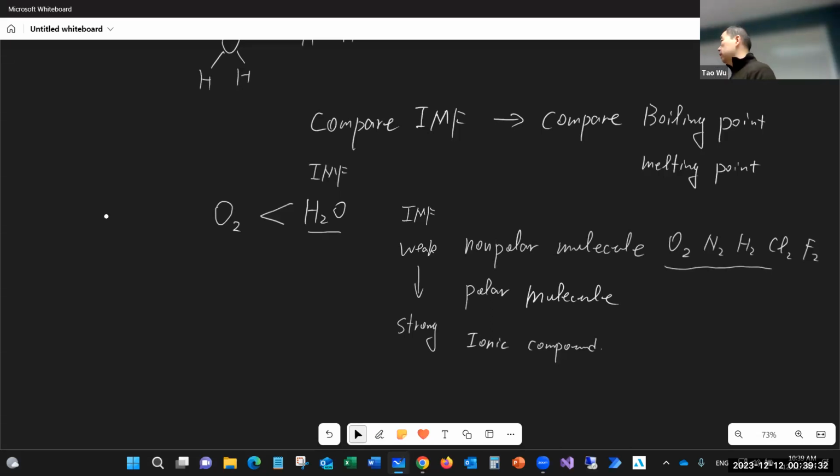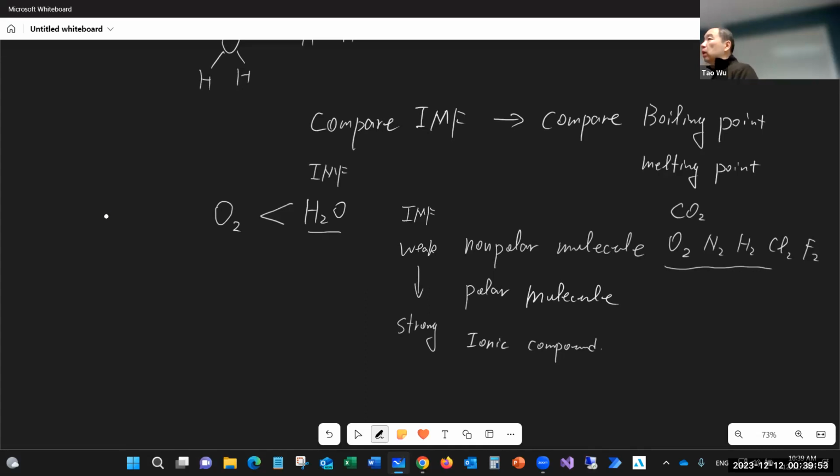So they're very weak. They're non-polar molecules, and you see CO2 is also a gas molecule. This one also has a really weak intermolecular force. And again, CO2 is a non-polar molecule, right?